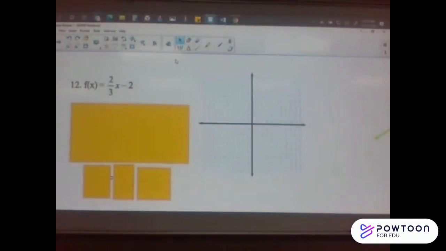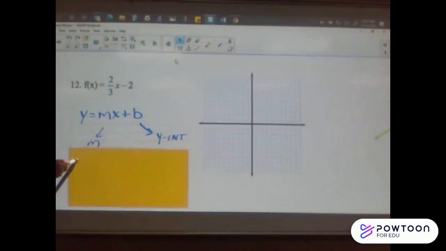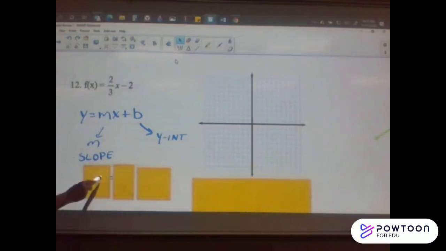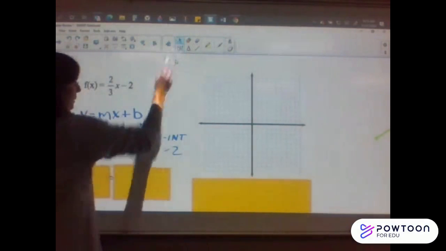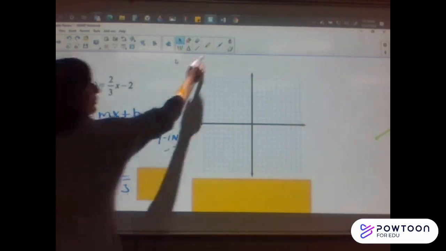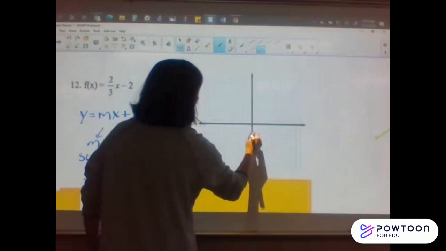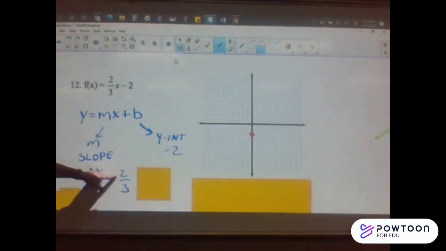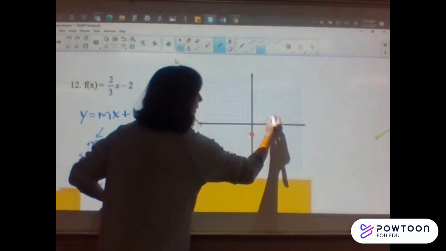For our second equation, this one is in the form of y equals mx plus b, where b is our y-intercept and m is our slope. Now, our y-intercept in this case is -2, but our slope, which is change in y over change in x, is 2/3. So the first thing we do for our graph is use our y-intercept of -2.